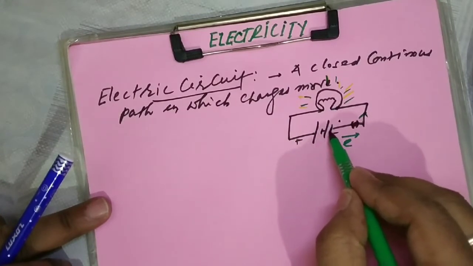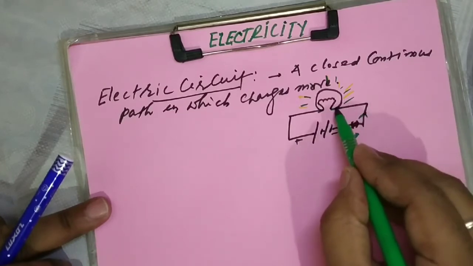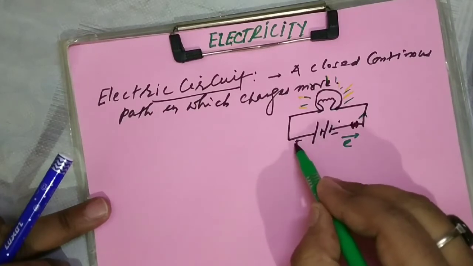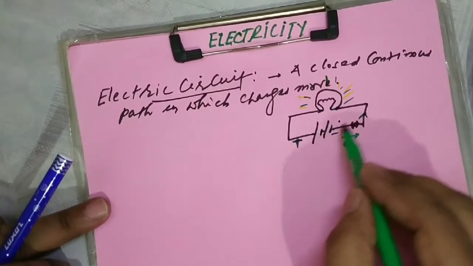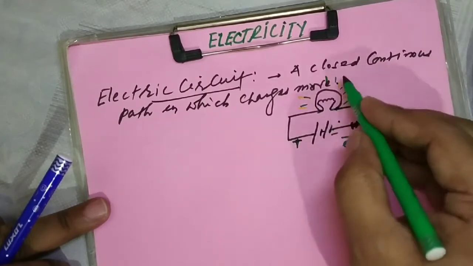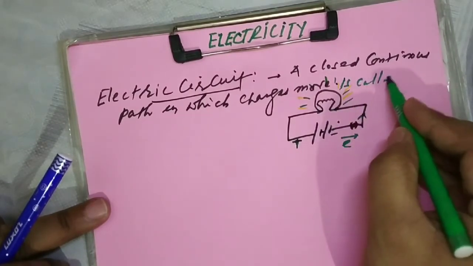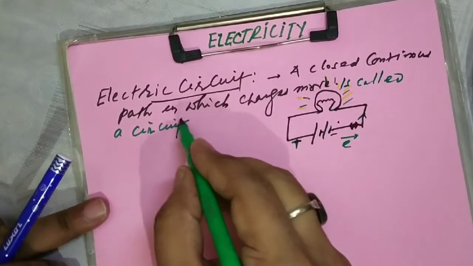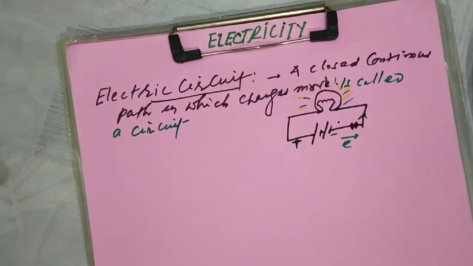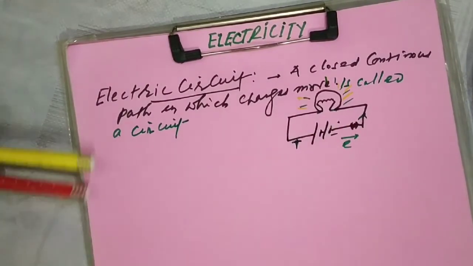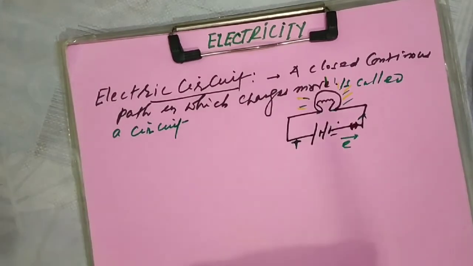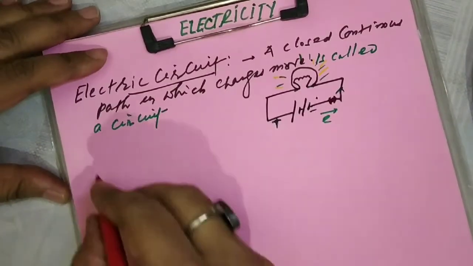From a source the electrons move in a closed circuit, a closed continuous path. So this closed continuous path on which charge moves is called a circuit. Okay, now we have used some symbols, so we will talk about the electrical symbols, which will help us to understand.